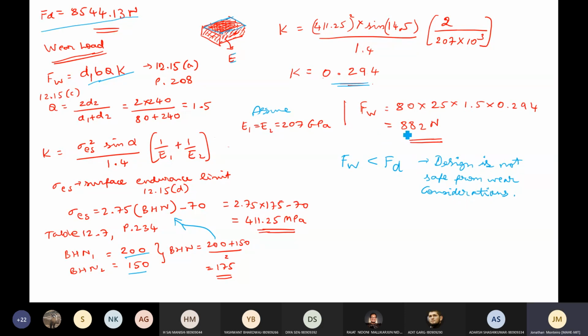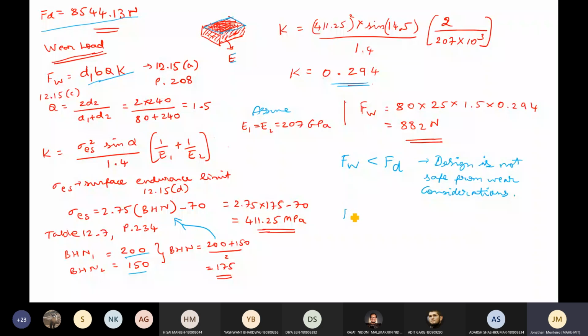Now suppose you want to recalculate this and find out what should be the surface endurance limit for this particular tooth combination. Then what you have to do is equate. Let me write it down.